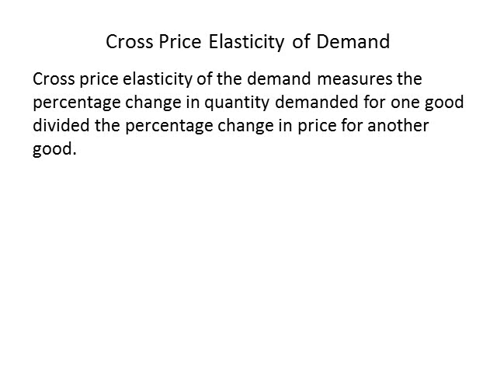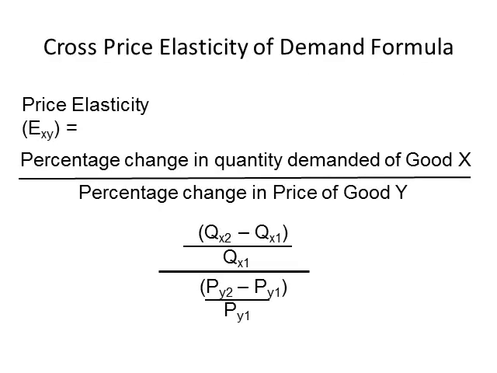Cross-price elasticity of demand measures the percentage change in the quantity demanded for one good divided by the percentage change in price of another good. The general formula is the percentage change in the quantity demanded of one good, called X, divided by the percentage change in the price of another good, called Y. A more useful formula is (QX2 minus QX1) divided by QX1, divided by (PY2 minus PY1) divided by PY1.